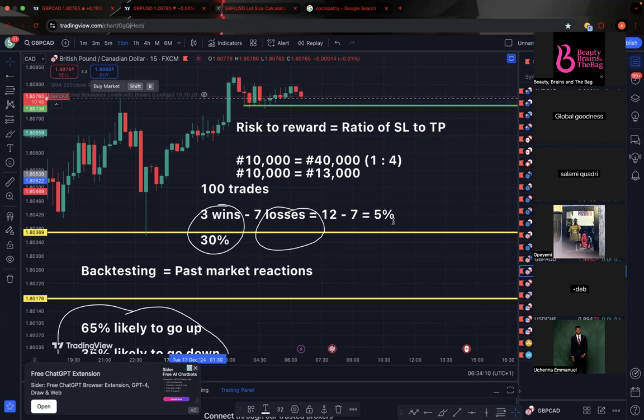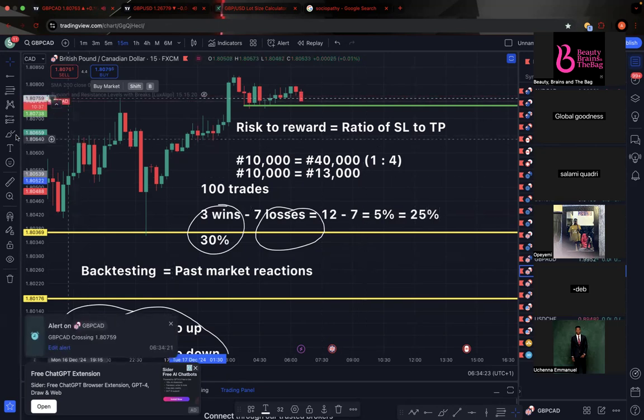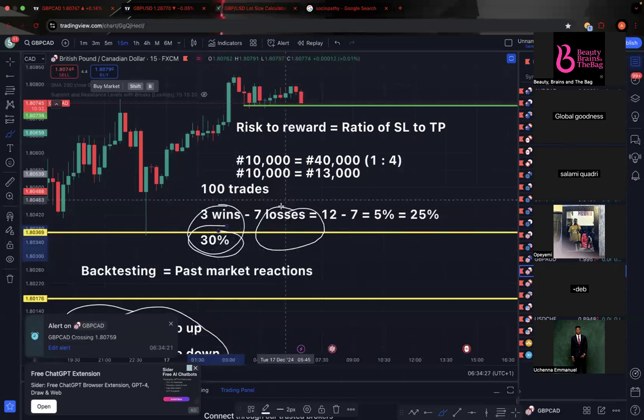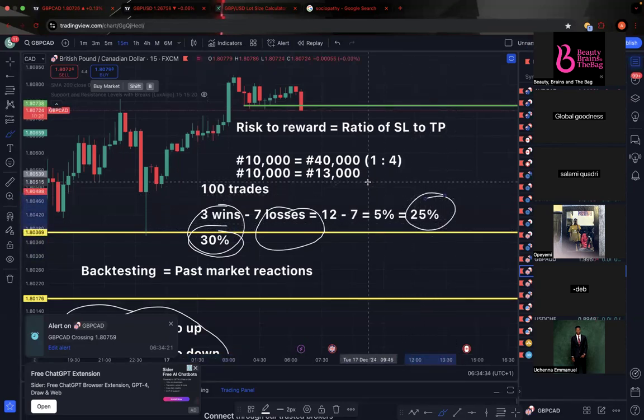Okay? So what if I risk 5% per trade? If I risk 5% per trade, that is going to be equal to 25%. So with the 30% accuracy, with the one is to four reward ratio, I'll make 25% if I risk 5% per trade.